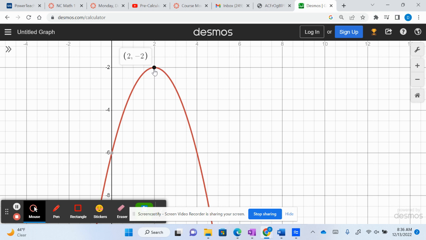So my axis of symmetry is always the x coordinate of the vertex. X equals 2. Write that down. Axis of symmetry, x equals 2. Your vertex is the ordered pair 2, negative 2.